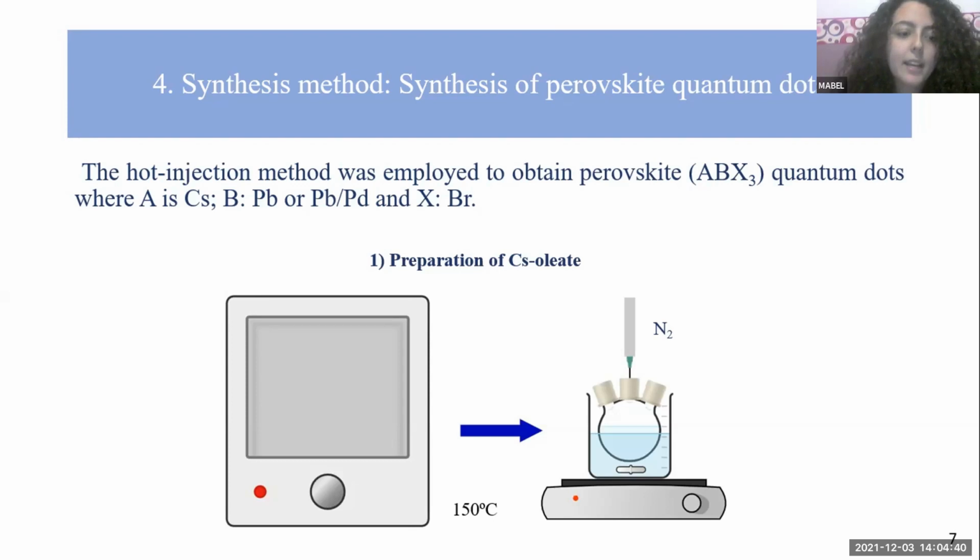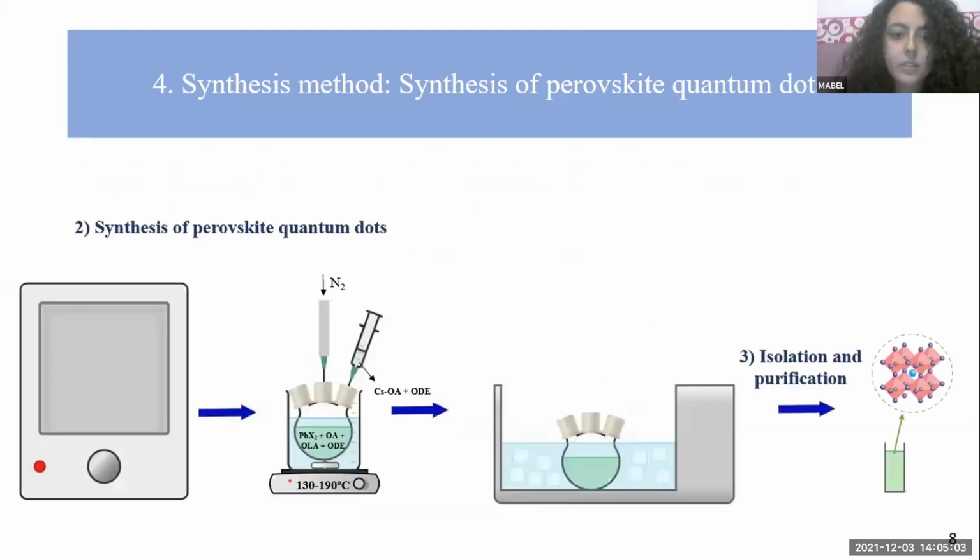For that, cesium carbonate was loaded into 3-neck flasks along with octadecene and oleic acid, dried for 1 hour at 120 degrees, and then heated under nitrogen to 150 degrees until all the cesium carbonate reacted with oleic acid. The second step is the synthesis of the perovskite quantum dots.